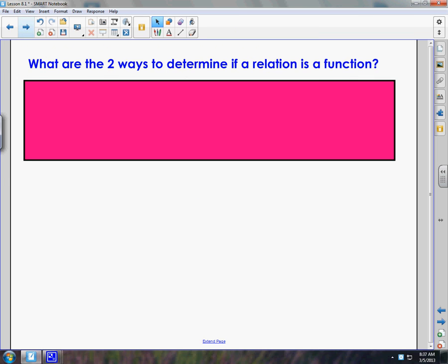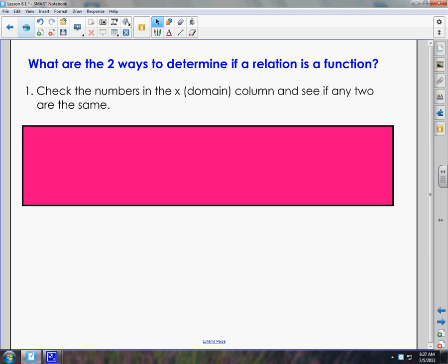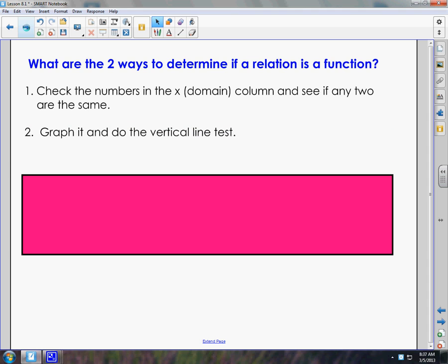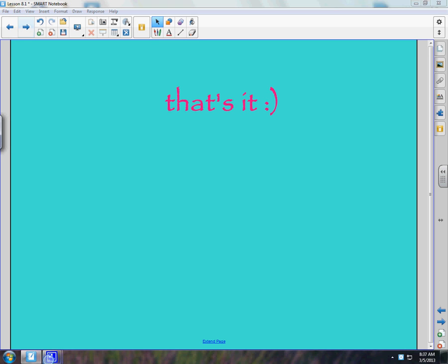Okay, what are the two ways to determine if a relation is a function? Jot this down. Think about it in your head. So number 1, check the numbers in the X column and see if any two are the same. And number 2, graph it and do the vertical line test. So there's two different ways. So that is it for your notes.